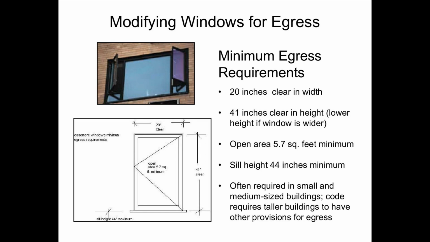Modifying windows for egress. There is a minimum egress requirement of 20 inches clear in width, 41 inches clear in height, lower height if the window is wider, the open area being 5.7 square feet minimum with a sill height of 44 inches minimum. Often required in small and medium-sized buildings. Code requires taller buildings to have other provisions for egress.